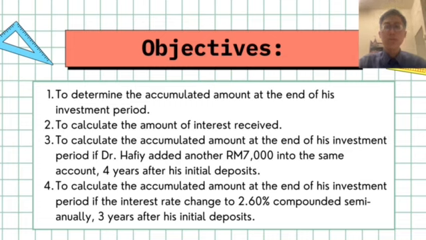Objective: first, to determine the accumulated amount at the end of his investment period. Second, to calculate the amount of interest received. Third, to calculate the accumulated amount at the end of his investment period if Dr. Hafiz added another 7,000 ringgit into the same account 4 years after his initial deposit. Fourth, to calculate the accumulated amount at the end of his investment period if the interest rate changed to 2.60% compounded semi-annually 3 years after his deposit.